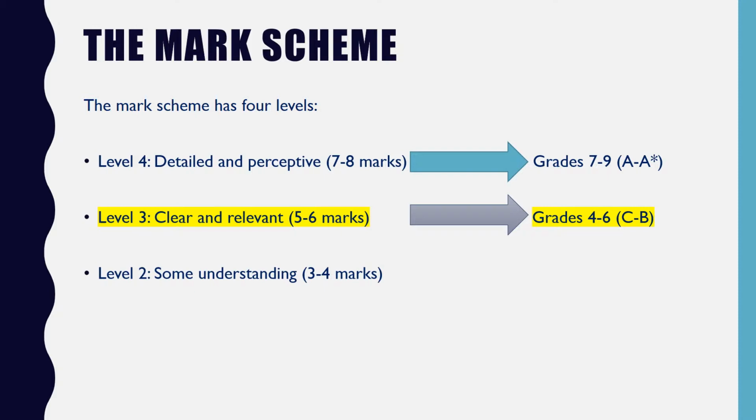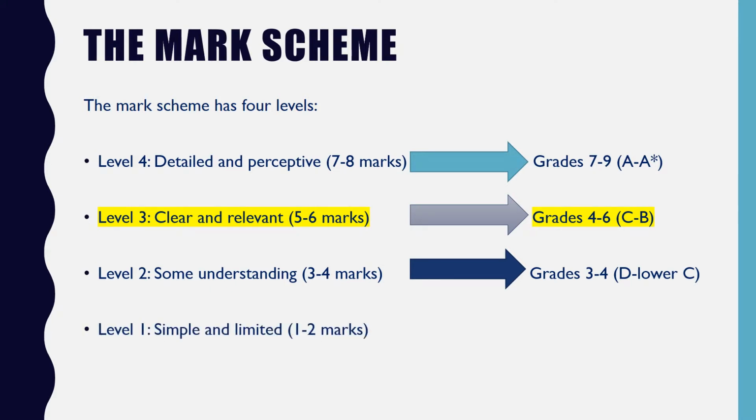Then there's level 2, where students demonstrate some understanding, and here students are awarded 3 to 4 marks. And this roughly equates to grades 3 and the bottom of grade 4. Finally, there's level 1, where student responses are simple and limited, and here only 1 or 2 marks are awarded. And this relates to grades 1 to 2.